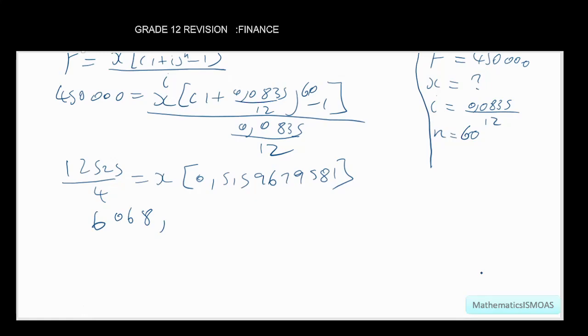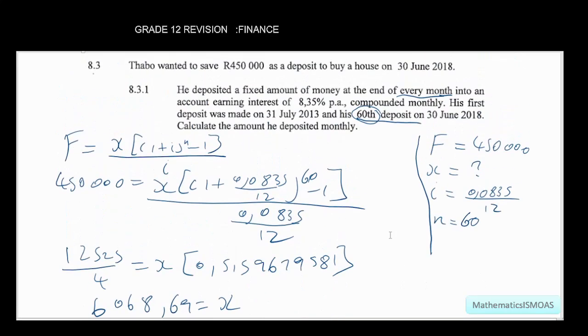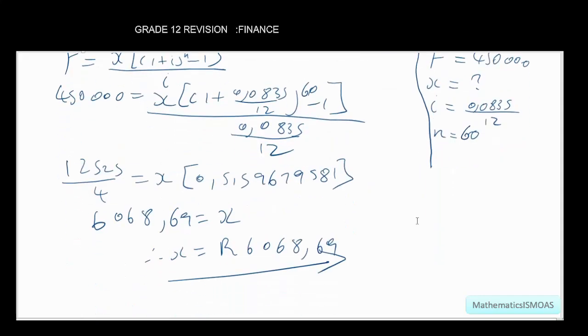And this will give us 6068.69 to 2 decimal places, equal to X. Therefore, X will be equal to 6,068 rand and 69 cents. Those will be the monthly deposits that Thabo is going to make. All right.